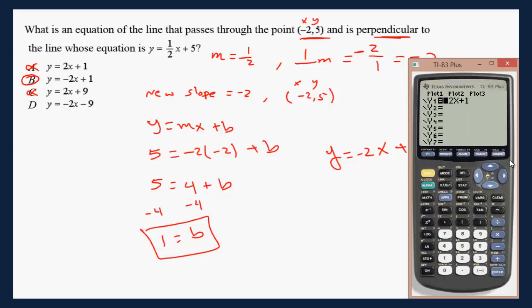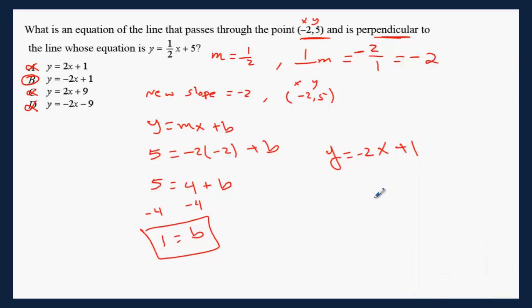But if you graph the fourth one, choice D, which is -2x minus 9, and you go to the table, when x equals -2, y equals -5. But here y equals +5, not -5, so that's why D is not the right choice. It is B. Work well.